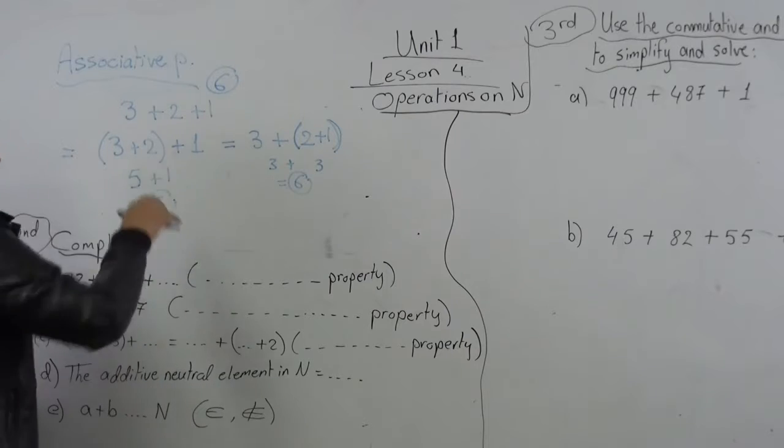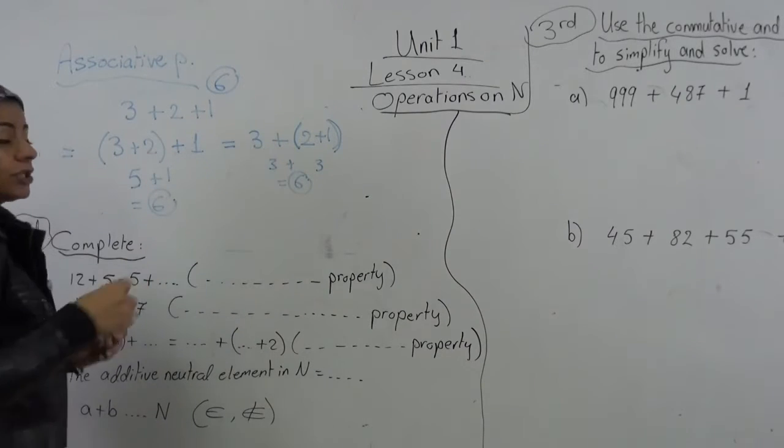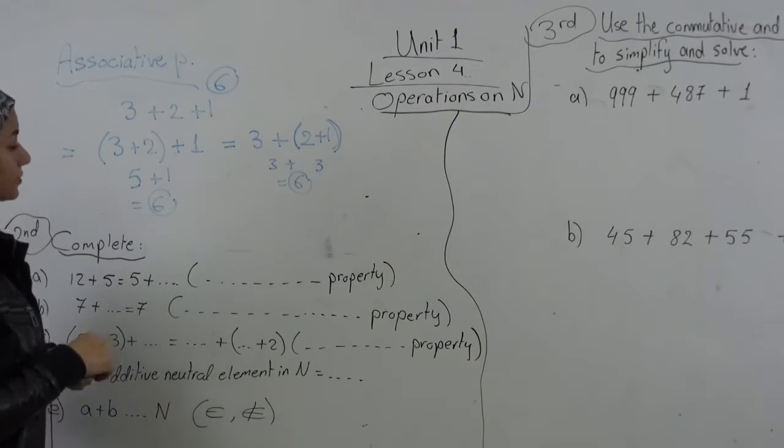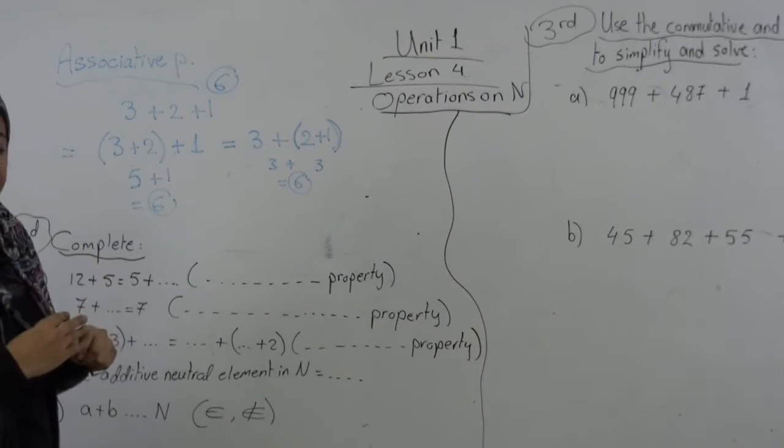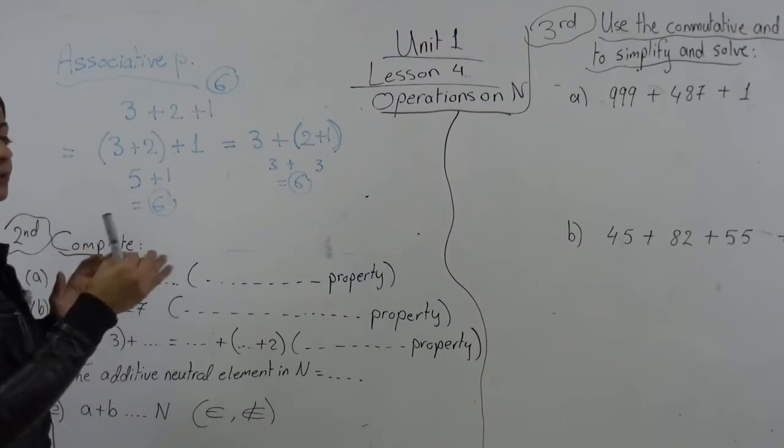So that means that the operation you are using, which is plus, has the associative property. We say it, addition is associative. It means you can group any two numbers together.